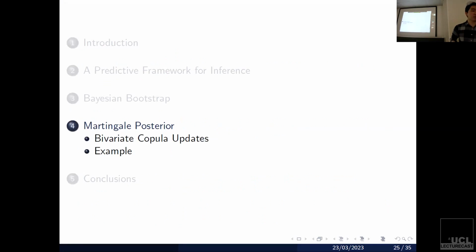Okay, so as promised, I'm now going to talk a little bit more about some new methodology. I'm only going to go through a simple example, but in the paper you can see some more general examples. What we're going to do is work with these bivariate copula updates, and we're going to be able to tackle some tasks that the traditional Bayesian Bootstrap can't.